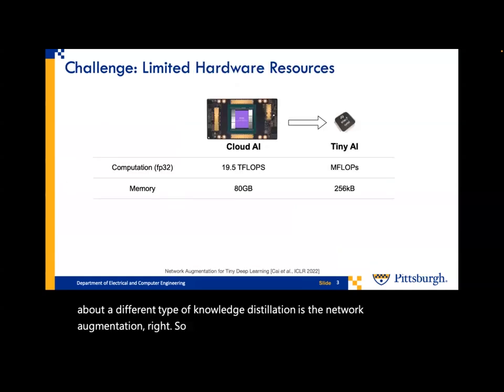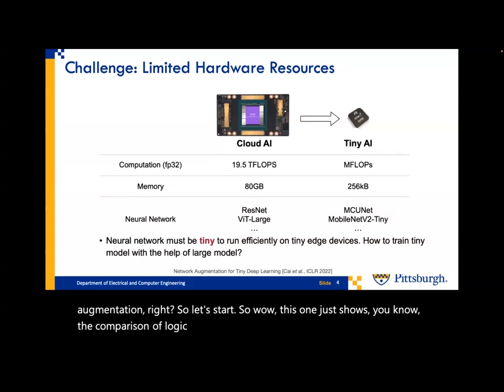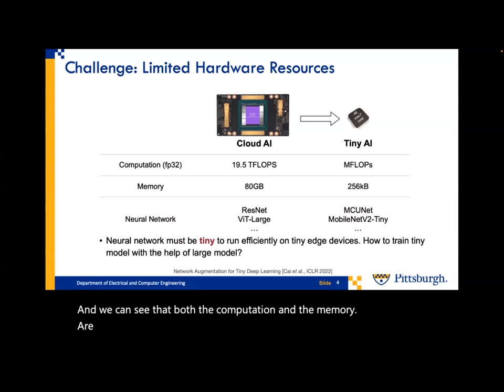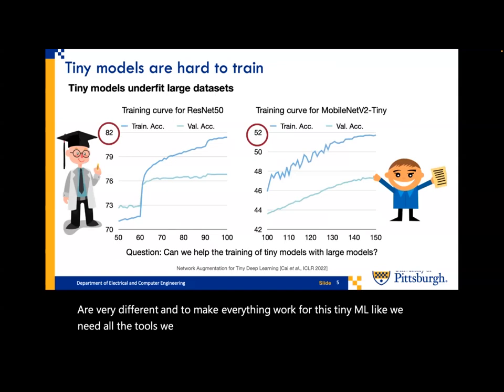This one just shows you the comparison of large hardware and small hardware. We can see that both the computation and the memory are very different. And to make everything work for this tiny ML, we need all the tools we can get our hands on.